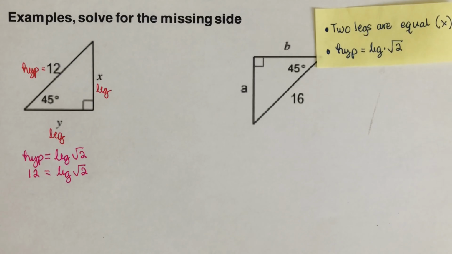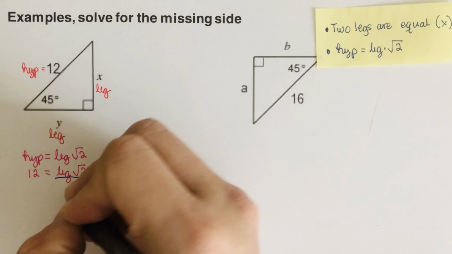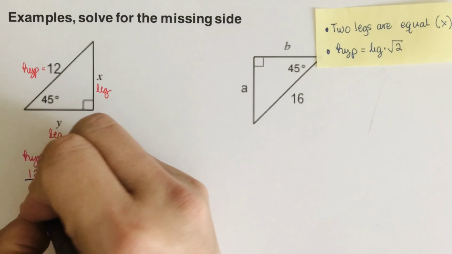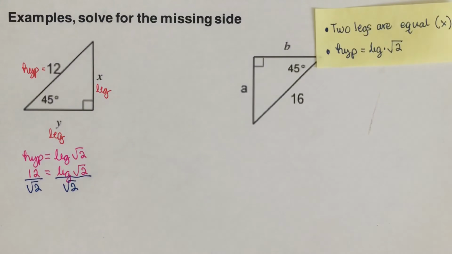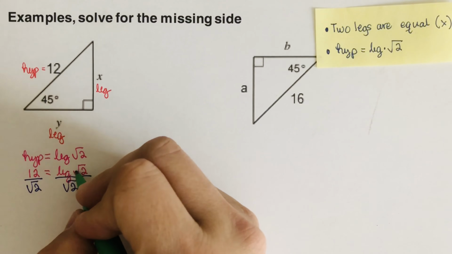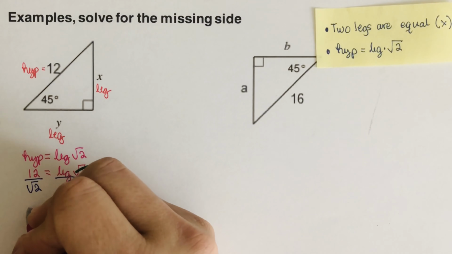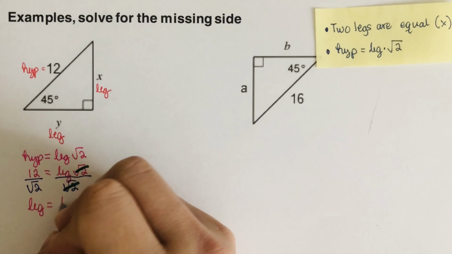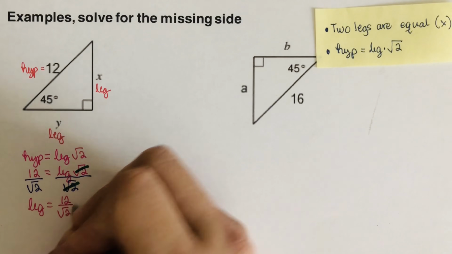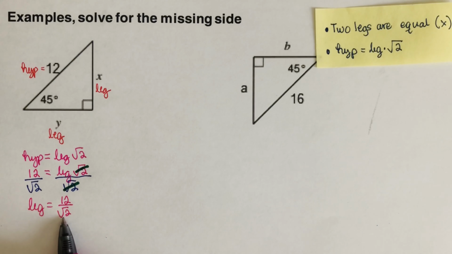Since I want the leg, because those are the missing ones, I am going to divide both sides by square root of 2. Divide this by square root of 2. So then I can cross out the square root of 2 and square root of 2 here. So the leg here is equal to 12 over square root of 2. When we have a radical, it should not be at the bottom. So we need to do something to it so we don't get a radical at the bottom.